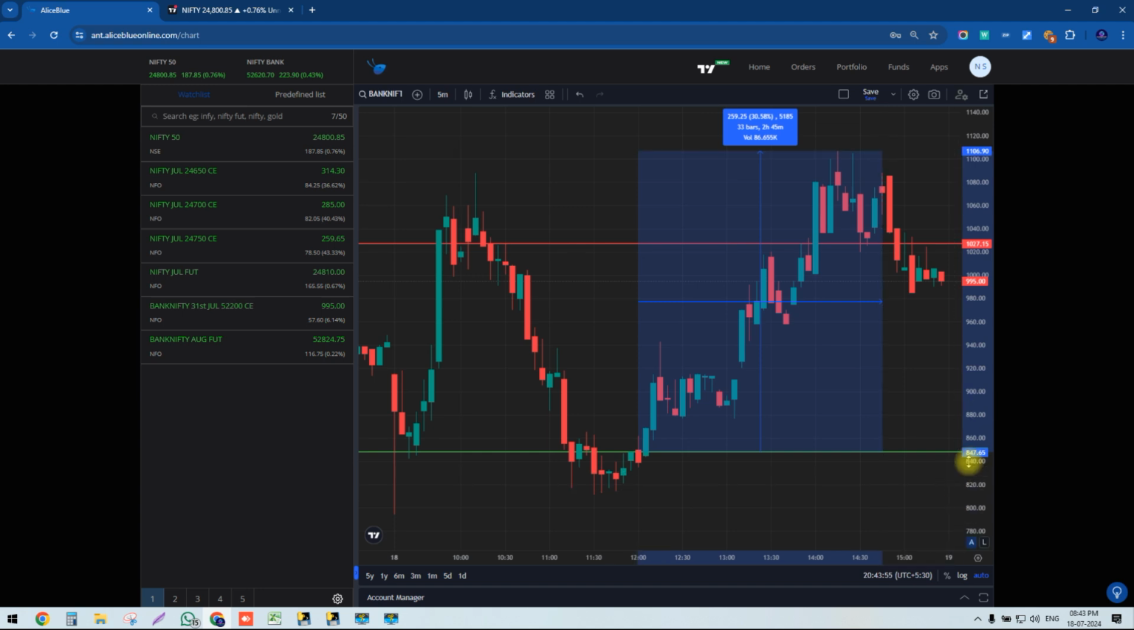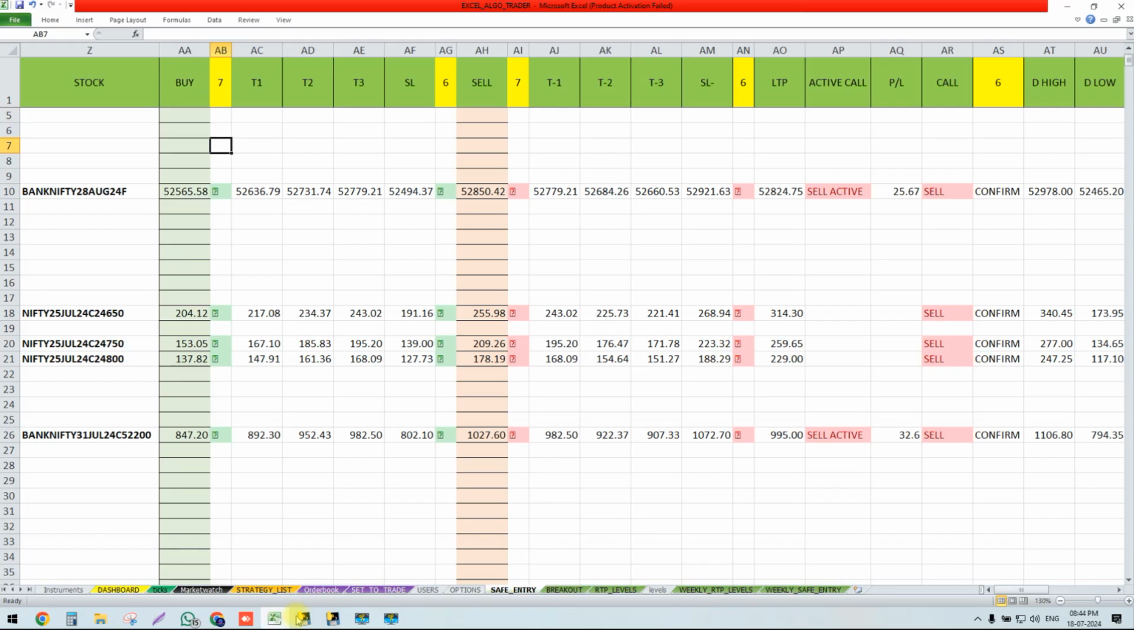Wow, that's really great. Buy was generated from 847 and market went up to 1106. Just 259 points you earned in Bank Nifty call option. This is where our Bank Nifty is making huge profit in safe entries. You can see here, this is how our software works.